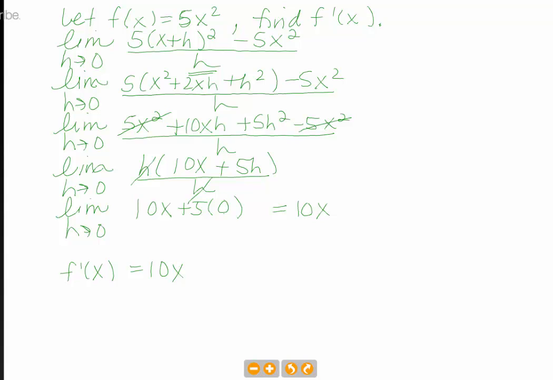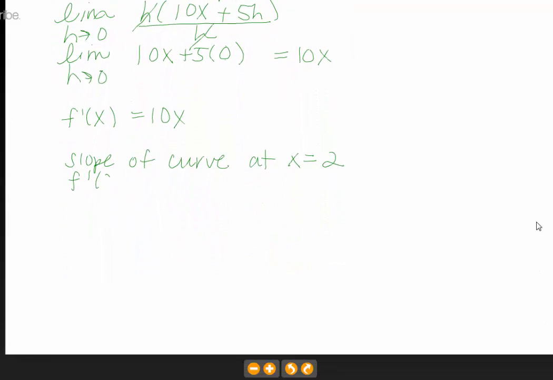Now what that gives us is the slope of the curve anywhere along that parabola of 5x squared, which is going to be 10x. So if I wanted to know what the slope of the curve was at x equals 2, I could just say that f prime of 2 is equal to 10 times 2, which is 20.